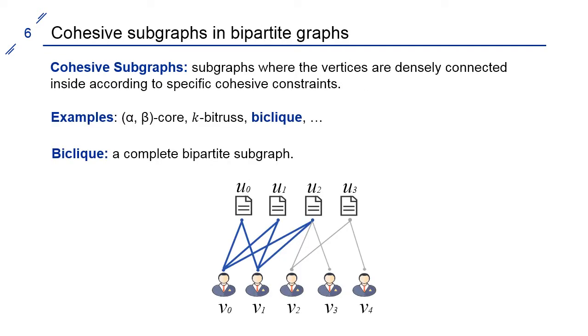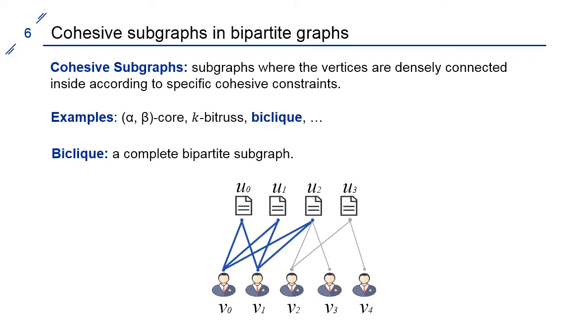Cohesive subgraph is a very useful structure on bipartite graphs. It is a subgraph where the vertices are densely connected inside according to specific cohesive constructs. Well-known examples of cohesive subgraphs on bipartite graphs include alpha-beta core, k-bitruss, and biclique. The biclique is defined as a complete bipartite subgraph, where for each pair of vertices u and v, there exists an edge uv in the biclique.